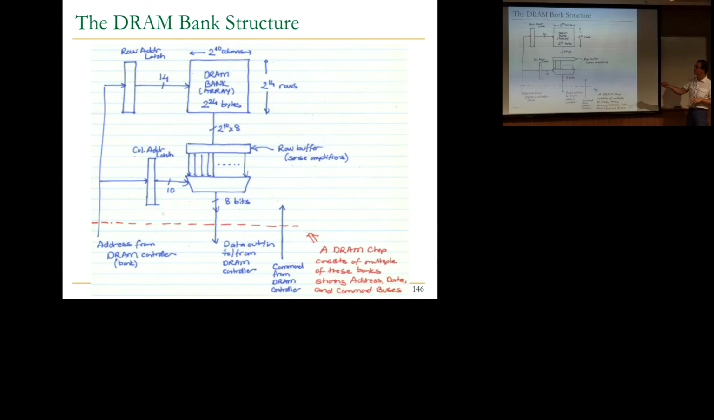And a DRAM chip consists of multiple of these banks. It's just one bank over here. And the banks, as I mentioned earlier, share the address, command, and data buses. I show all of those buses over here. Okay, it's very simple. Yes?